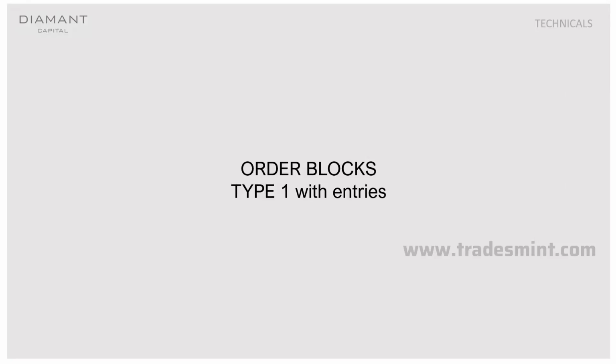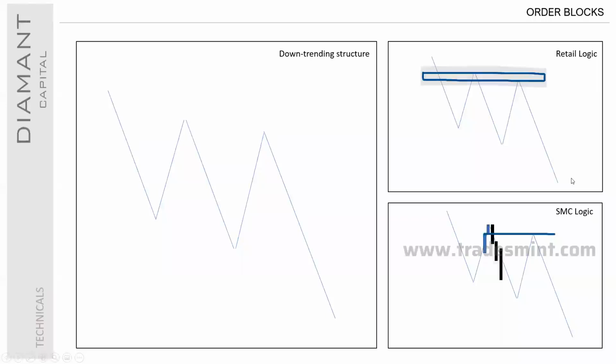So moving on from that last lesson where we talked about institutional order flow. What I mentioned in that video is order blocks, and we've got different types. Me personally, I would break it down into 3 different types. I'm going to be looking at type 1 with entries, and for every single one I'll cover how you enter, where you put stop loss, where you put take profit. But yeah, let's just get into it.